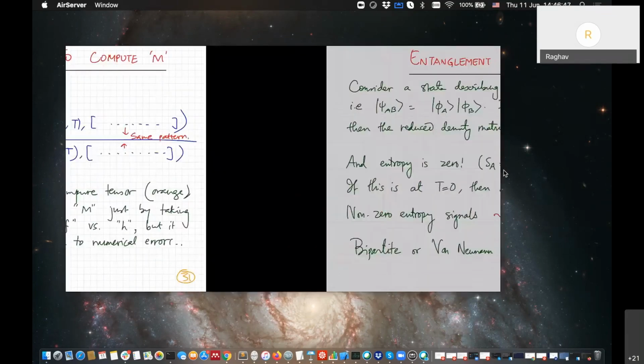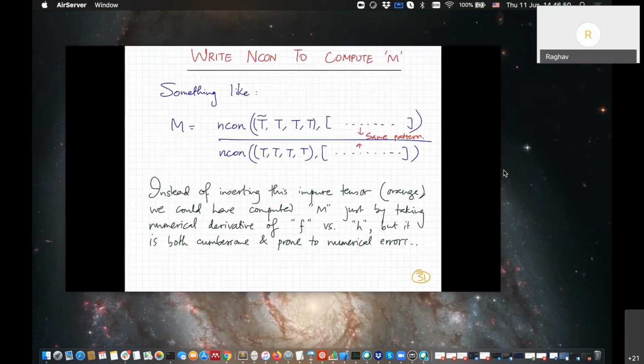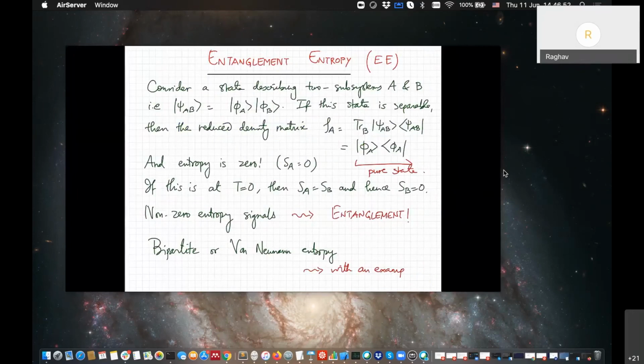Okay, so I have 15 minutes left, and I'll just briefly talk about this important thing, this entanglement entropy, which I mentioned yesterday, just because some of you were interested in this. So we have some time, and we can just try to do a small exercise in that.